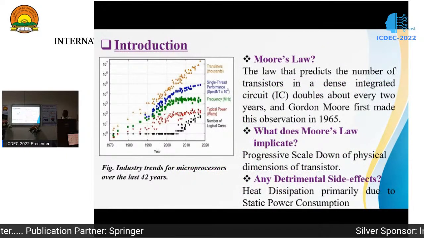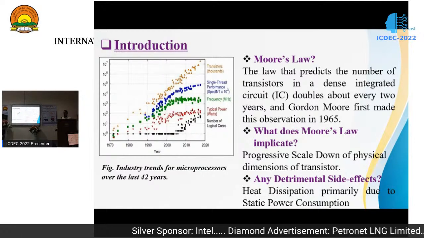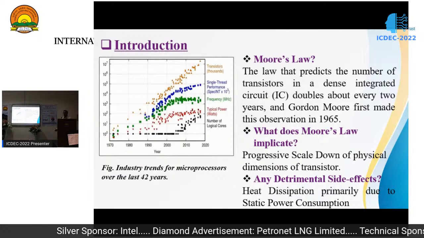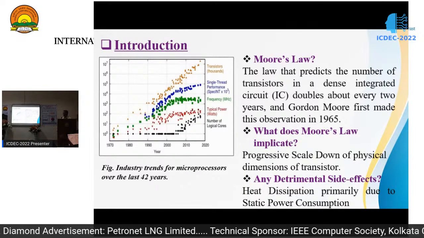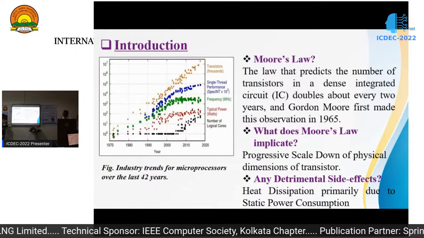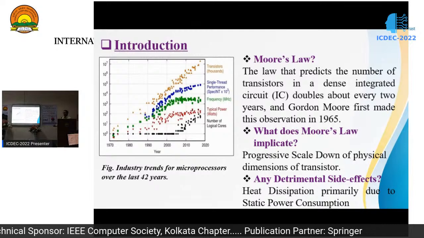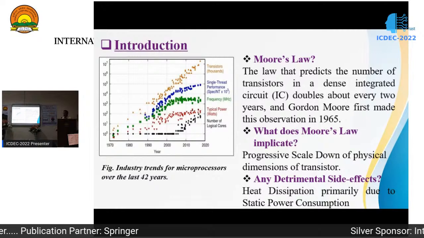So we are all acquainted with the term Moore's law. Moore's law states that transistors in a dense IC always double every 2 years. Gordon Moore first made this observation in 1965, and hence the name Moore's law. Now, what does Moore's law imply at the transistor level? It simply translates to progressive scaling down of the physical dimensions of the transistor.